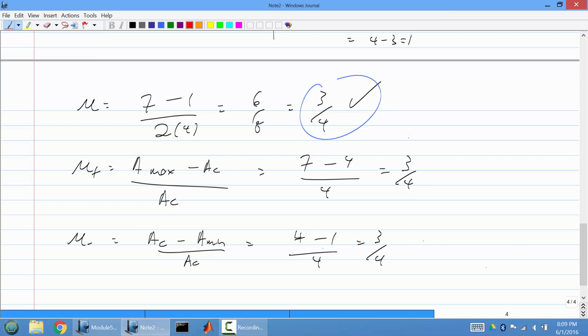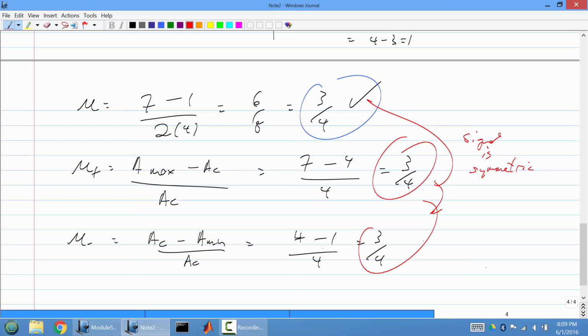So all of these match, of course. This is because the signal is symmetric. If it wasn't, then none of these are going to match. So that actually makes sense. Okay. Good so far, right?